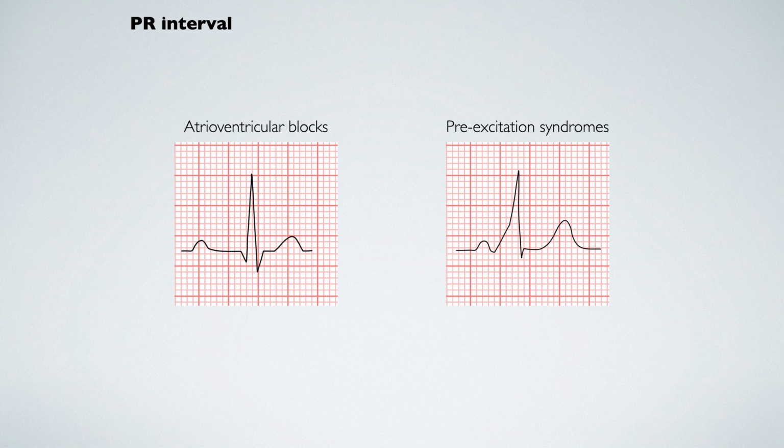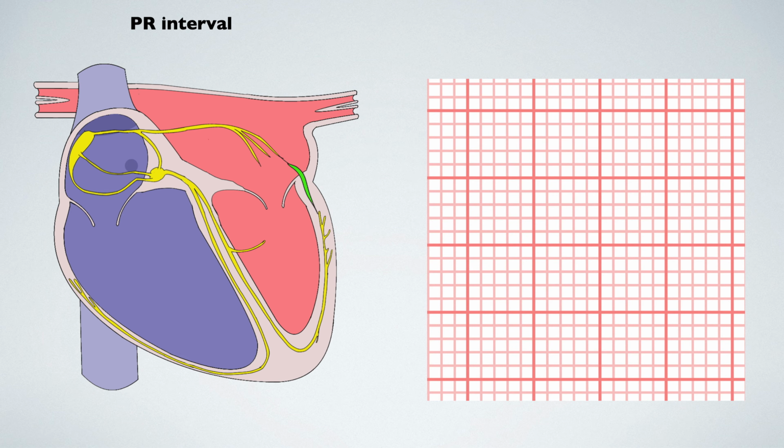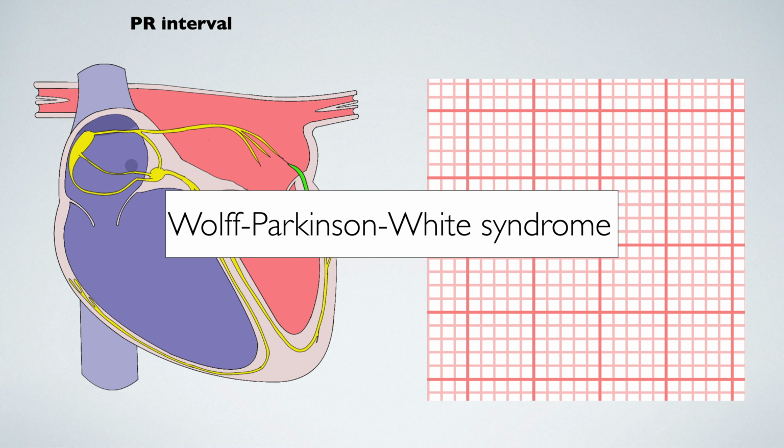Now let's focus on pre-excitation syndromes. These present with a shortened PR interval and are due to accessory pathways that conduct electrical impulses outside the AV node and His-Purkinje system. Wolff Parkinson White is the example we will focus on here.